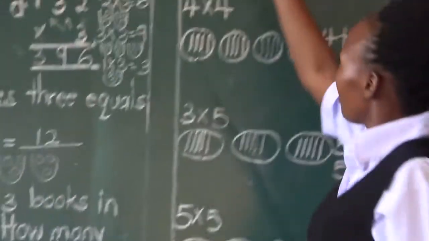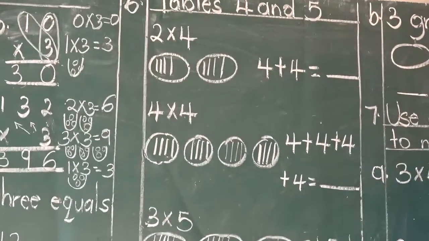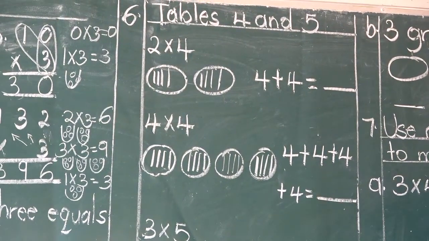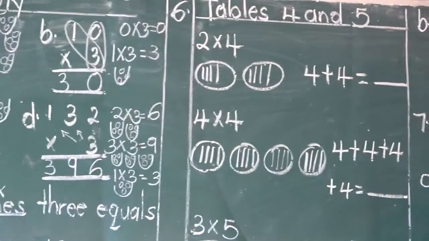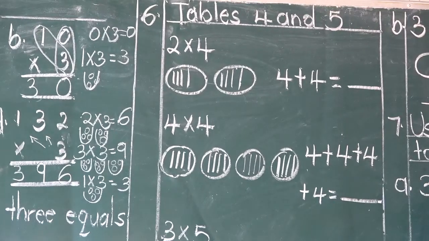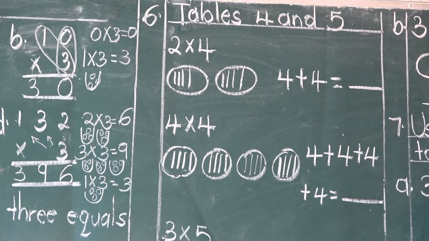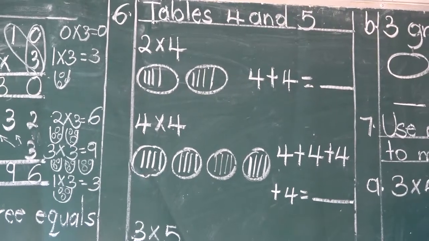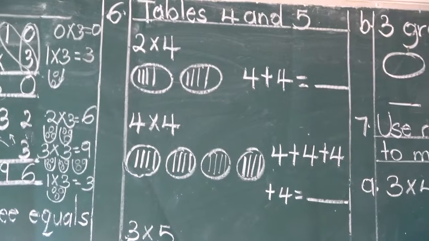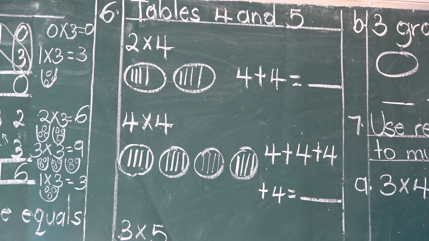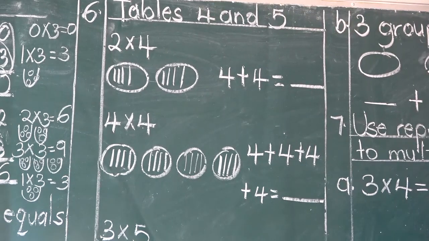Now let's look at tables. We have tables 4 and 5. Hope you must study those tables. I remember last time I asked you, you have to be knowing how to recite from table 1 up to table 10 at least by now, because you recited them even in primary 1. Now here we are just reminding ourselves. If you don't know how to recite those tables, go to your exercise books, check behind, you will find the multiplication tables there, and you master them.